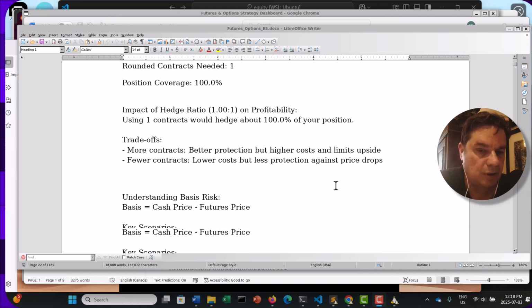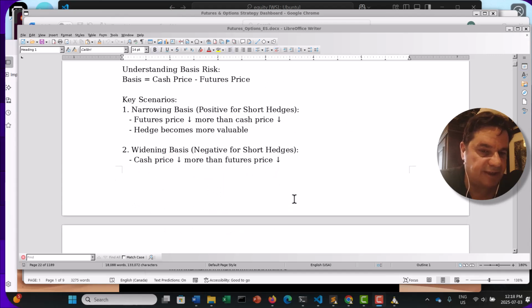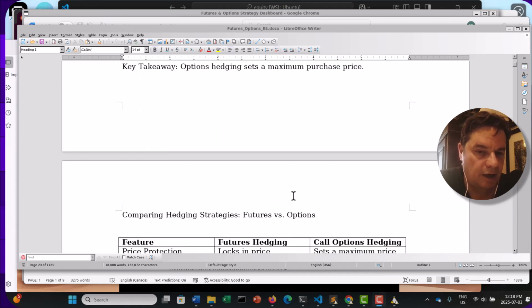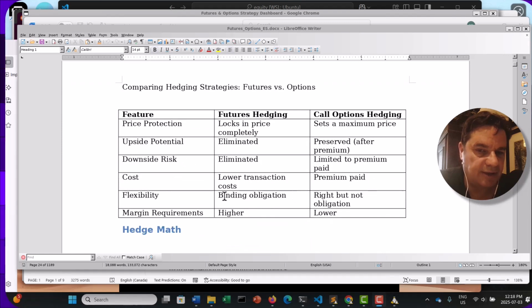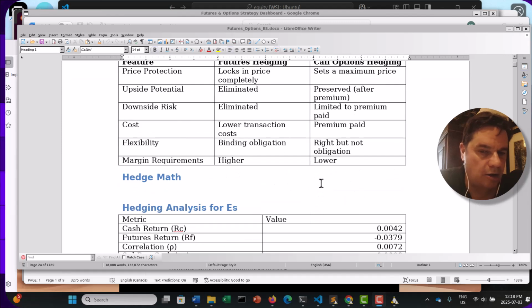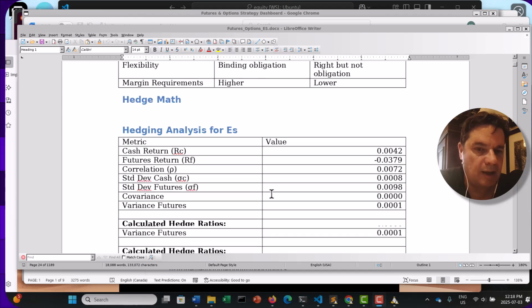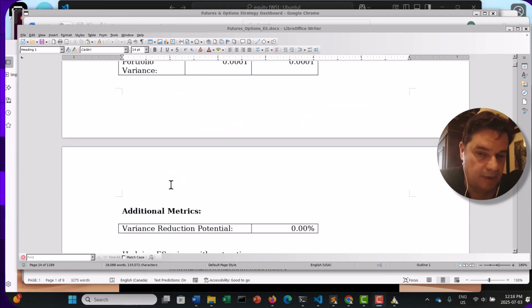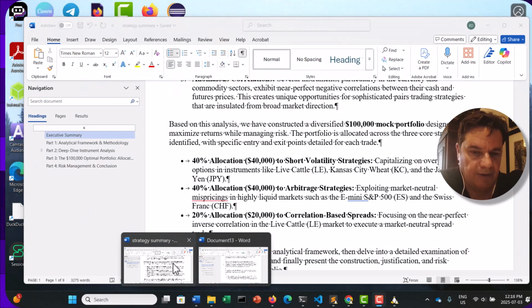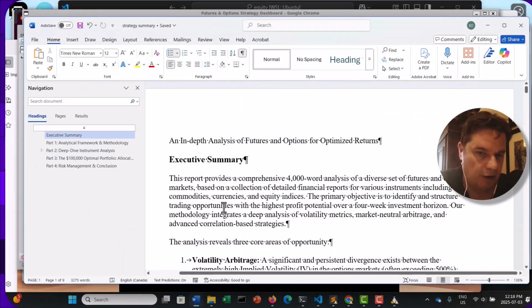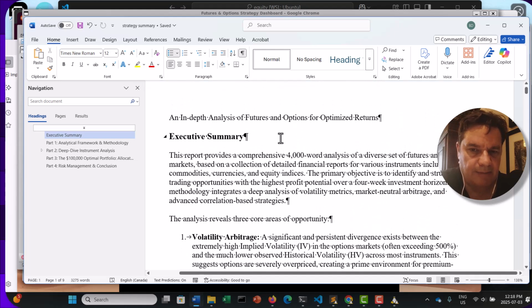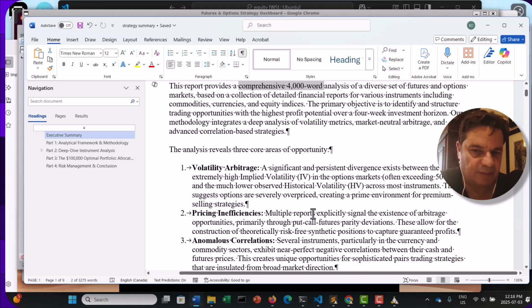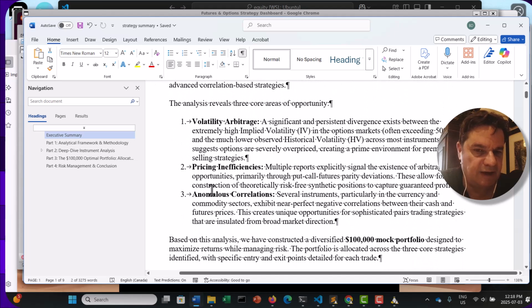Okay, and it's going to calculate basis risk. I could go on and on. Downside risk, here's the upside of just future hedging, call option hedging, and so on and so forth. Okay, so enough to bore you to tears there. So this is now the summary of all 47 contracts of instruments. I make them deep. Give me as many word analysis as possible. So here we're looking at volatility, arbitrage, pricing inefficiency, and anomalous correlation.